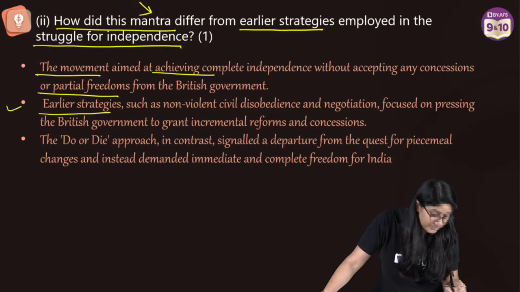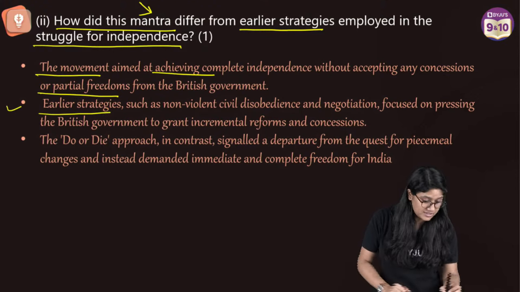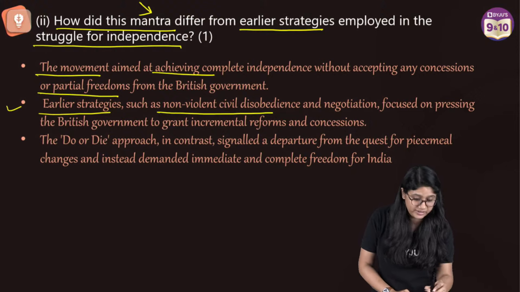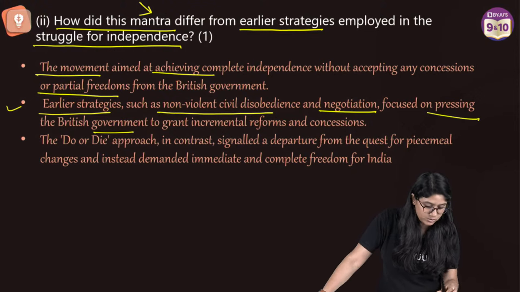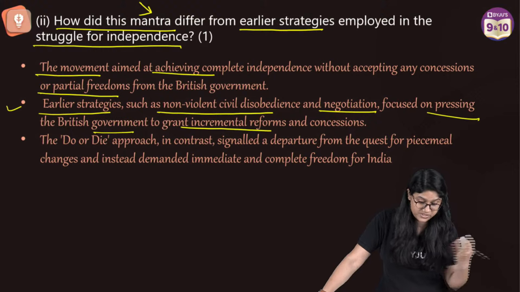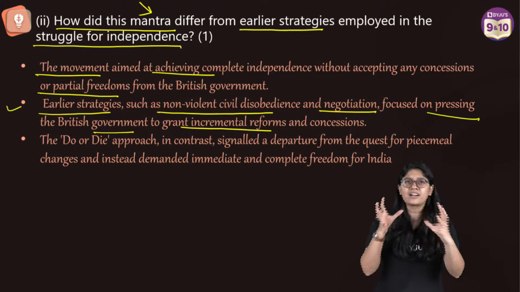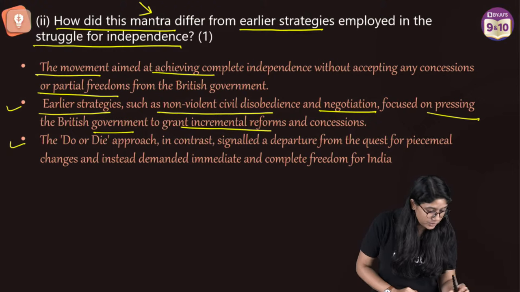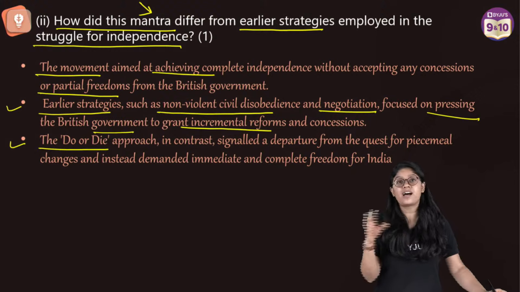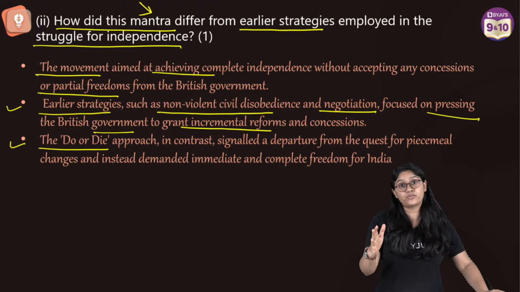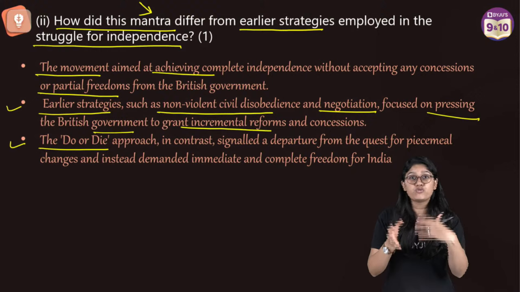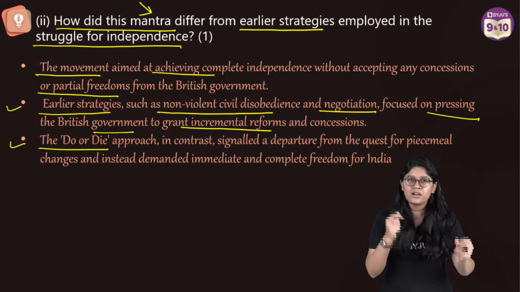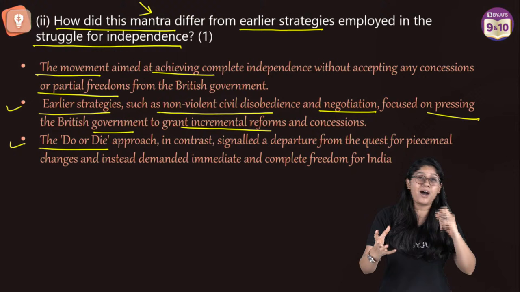In the early strategies, especially the non-violent disobedience movement and negotiation, the focus was on pressing the British government to grant reforms, right? Of course, this is not the correct way over there. The last one, the do and die approach, is in contrast, and it clearly signals that we are ready for freedom, we are capable, and we want freedom now. You cannot fool us by giving us partial government or partial freedom.